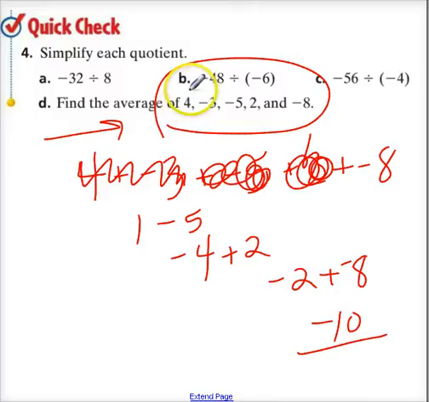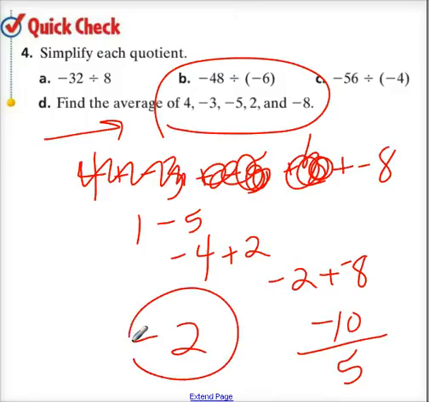Now I divide that by how many there were. 1, 2, 3, 4, 5. Negative 10 divided by 5, since there's one negative, my answer is negative 2. So remember how to find the average.